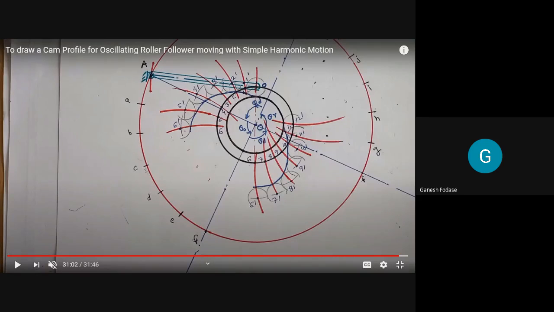What is the given data and how did we draw it? I'll wait for 1 minute. I hope you are recalling that.